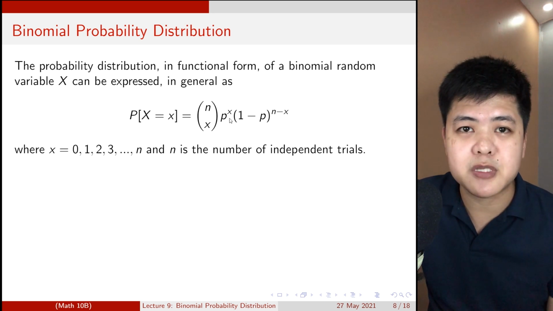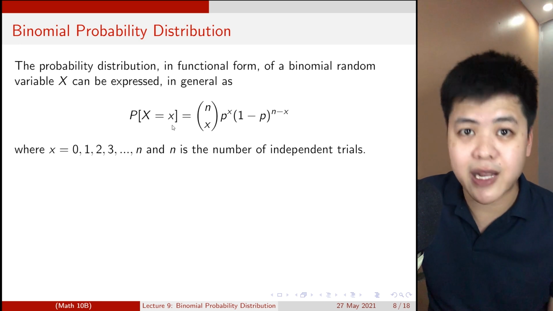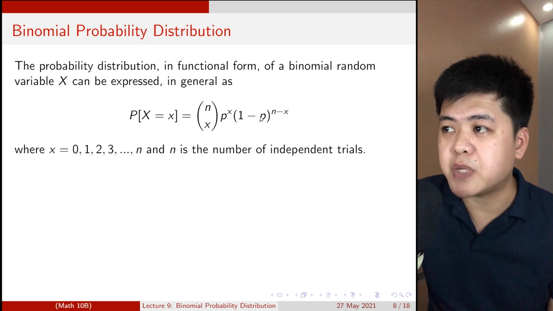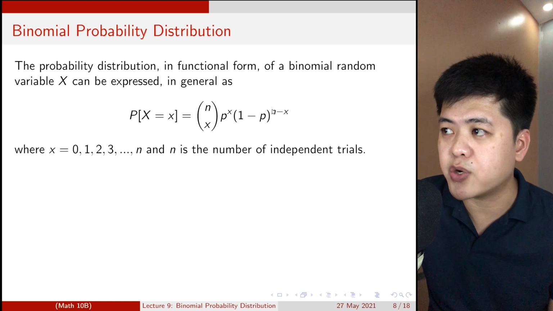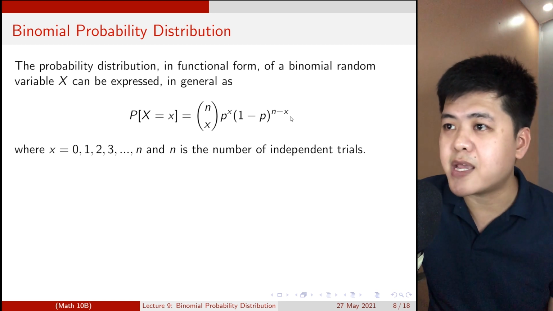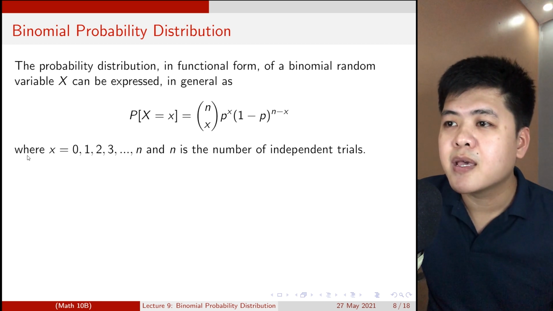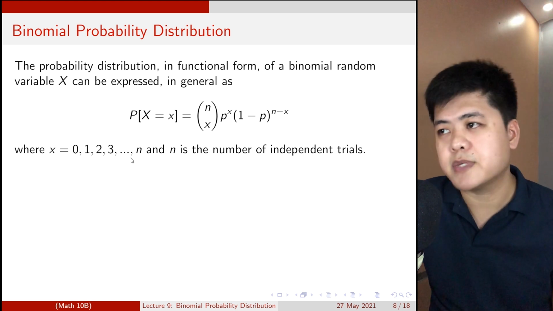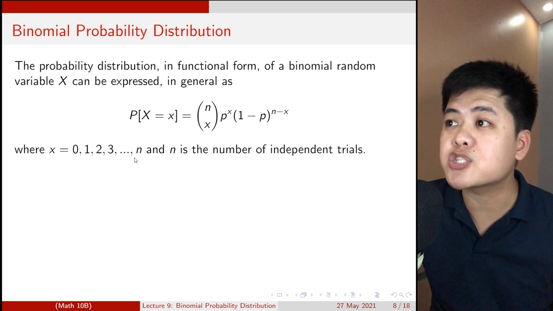p raised to x, that's the probability of success, raised to x, kung ano yung value na hinahanap mo yung probability. And then 1 minus p, so that's the probability of failure, raised to n minus x. Your n here is the number of independent trials. x here is yung kung ano yung value na interested ka. And your values can only assume these values from 0 up to n. So, yan. So, this is our binomial probability distribution in functional form.